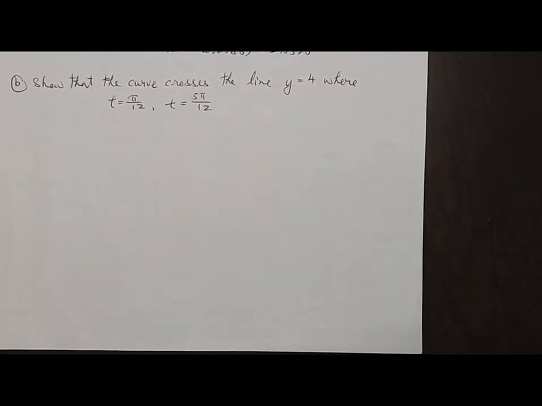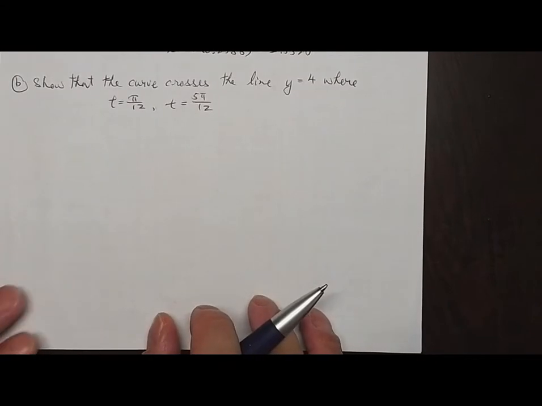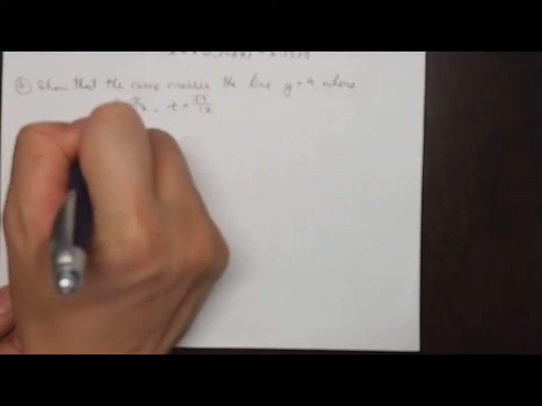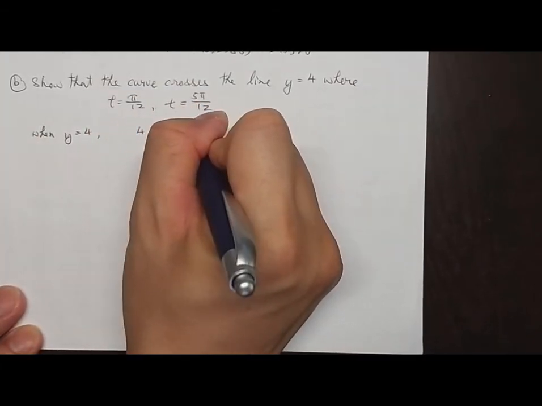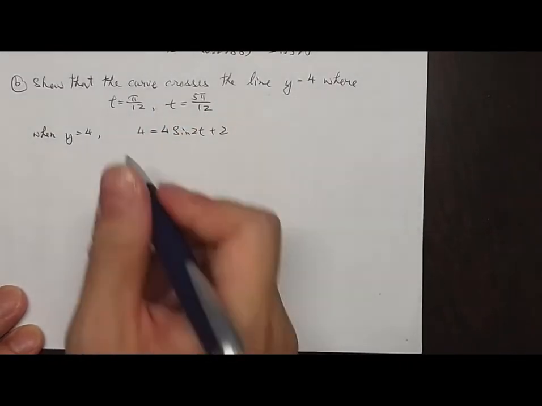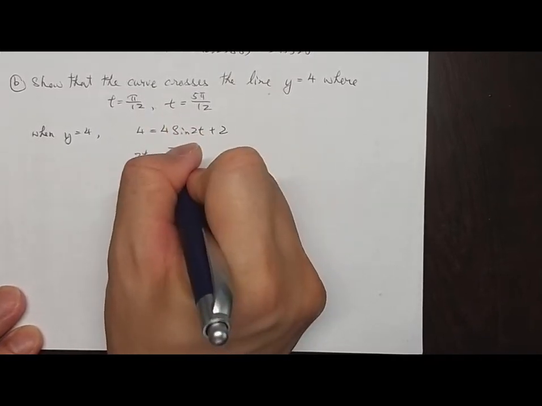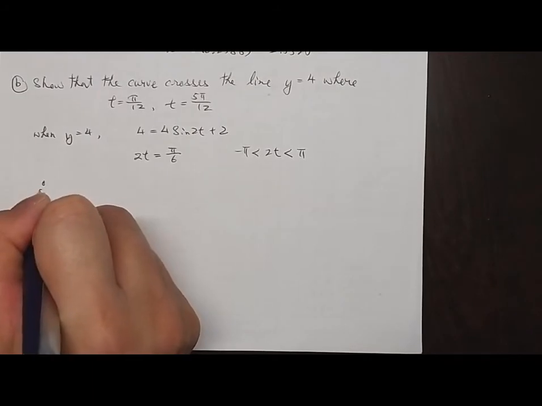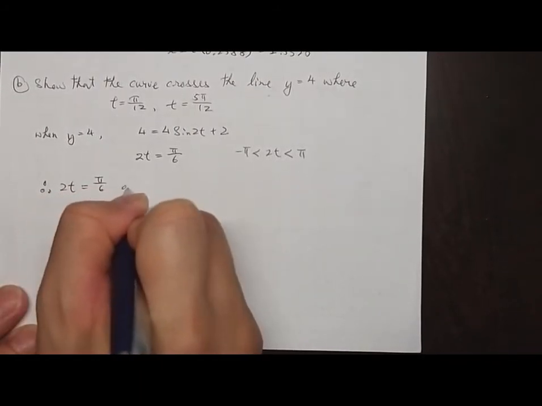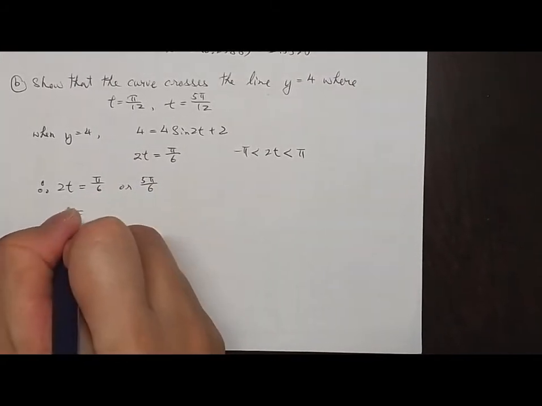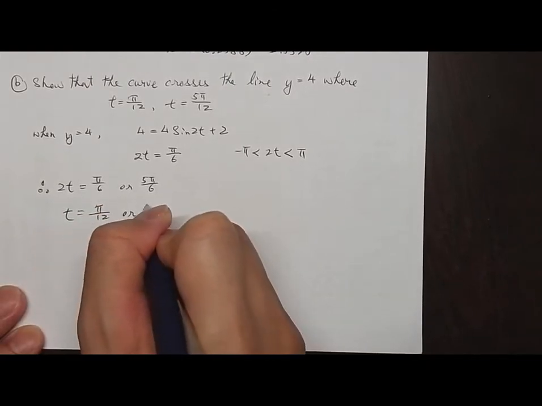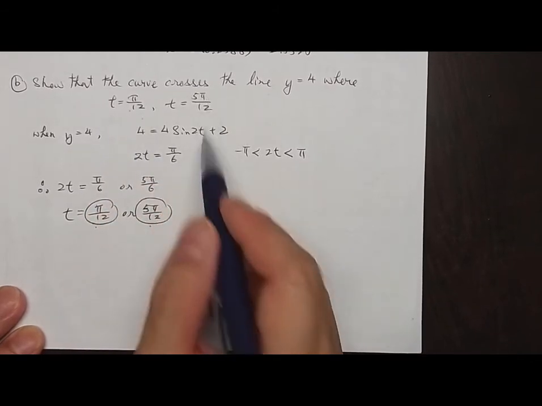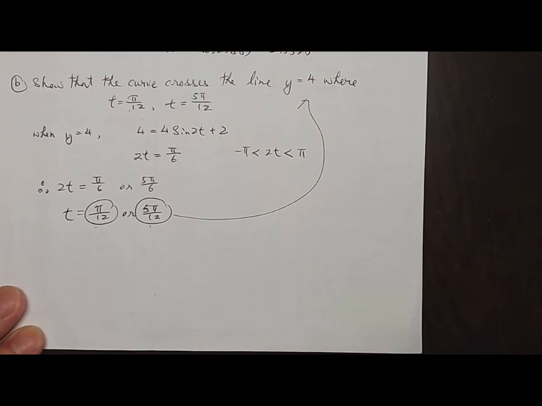And in part B, we show that the curve crosses the line y equal 4 where t equal pi over 12 and t is equal 5 pi over 12. When y is equal 4, that means 4 is equal to 4 sine 2t plus 2. And sine 2t is equal to a half, so 2t is equal to pi over 6. And 2t is from the range of minus pi to pi. Therefore, we have 2t is equal to pi over 6 or 5 pi over 6, and t is equal to pi over 12 or 5 pi over 12. So we have proved that t equal pi over 12 or t equal 5 pi over 12 is the intersection with the line y equal to 4.